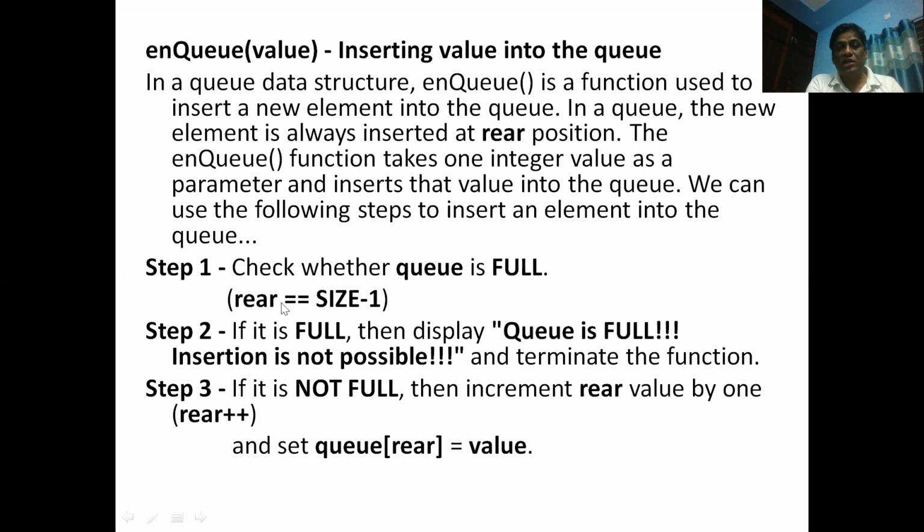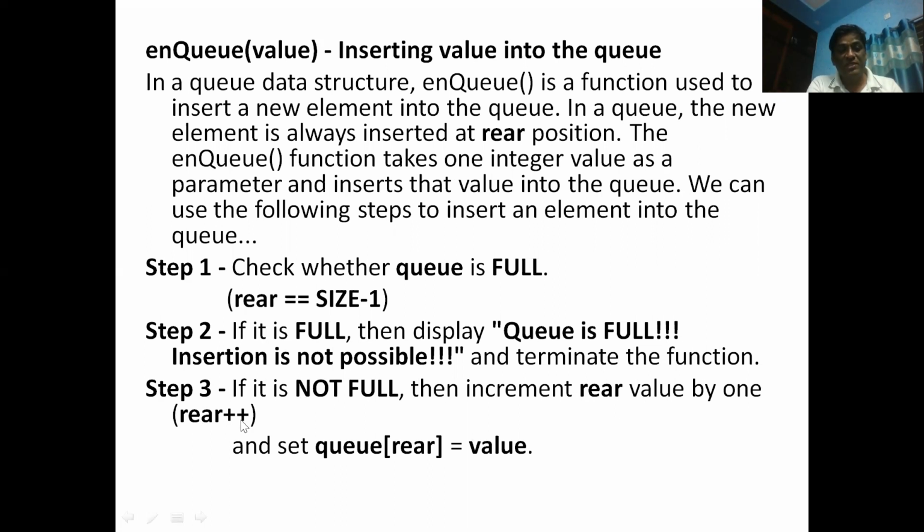To check if the queue is full or not, this is the condition. If rear is equal to size -1, it means rear is pointing to the last position and you cannot increment rear. If you increment rear, it goes beyond the array. That means if rear is equal to size -1, then the queue is full. You cannot insert a new element. Insertion is not possible. That is the first thing you need to do. If rear is equal to size -1, then we display queue is full, insertion is not possible, and simply terminate the function.